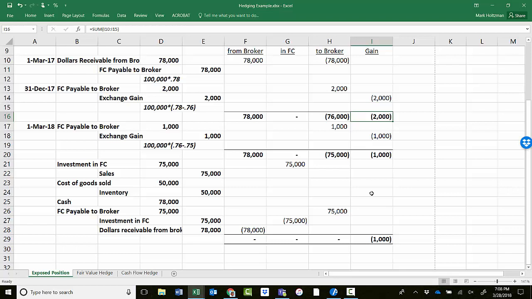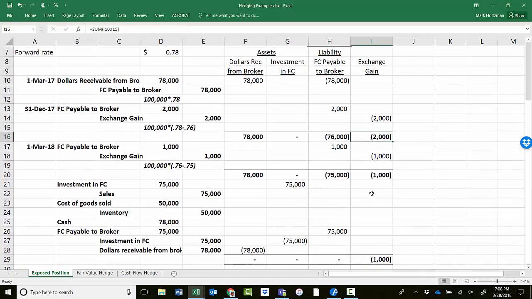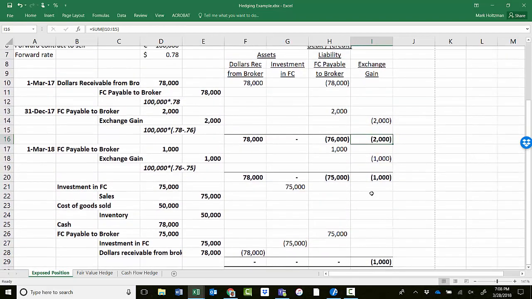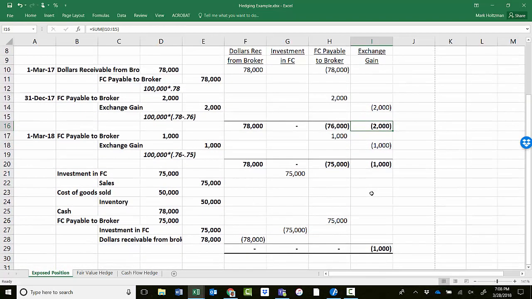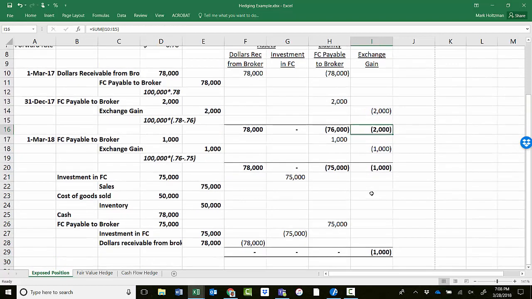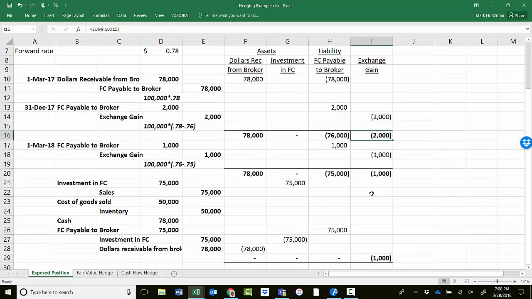The asset, foreign currency receivable from broker, that asset, dollars receivable from broker, is gone. The investment in foreign currency is gone because I exchanged my euros for dollars. I always like this last transaction. I just think it's cool. You exchange this currency for that, this receivable for that, and then everything is all gone. I really like how it cleans up.